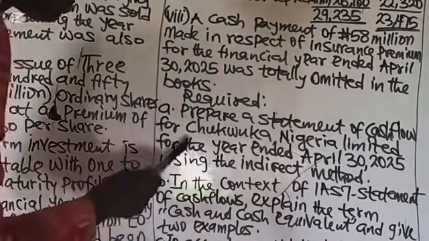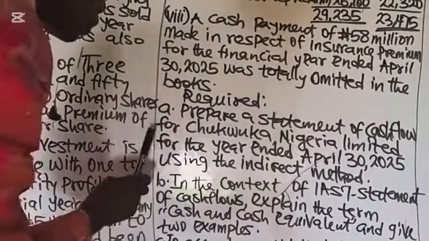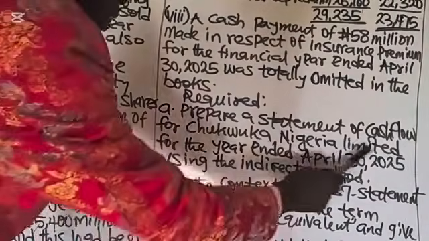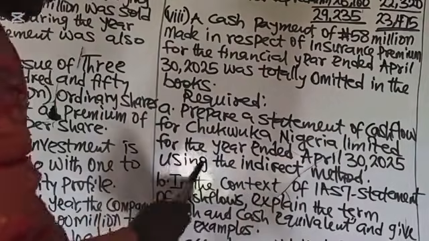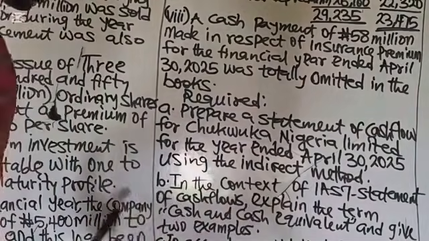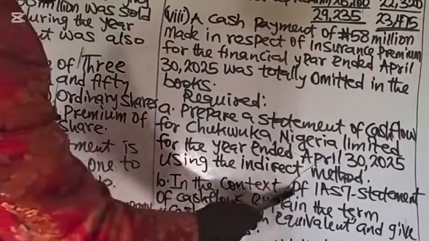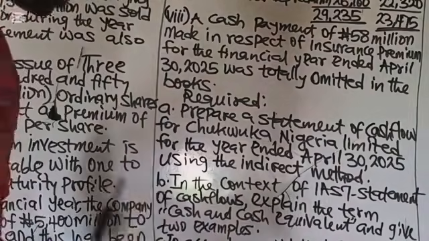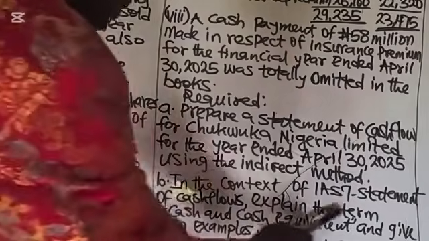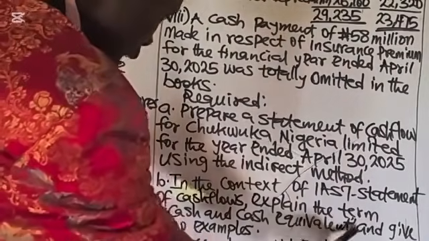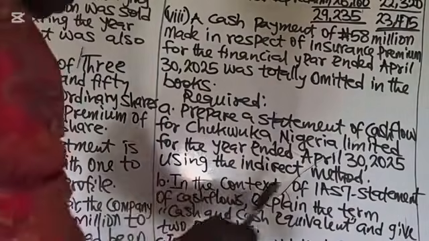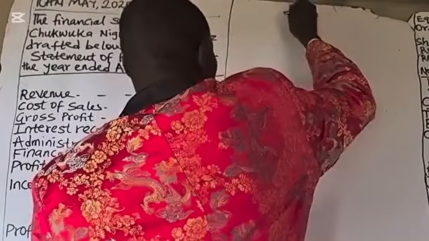Required. A. Prepare a statement of cash flows for Shukuka Nigeria Limited for the year ended April 30, 2025 using the indirect method. B. In the context of IAS 7, statement of cash flows, explain the term cash and cash equivalent and give 2 examples. C, solution.